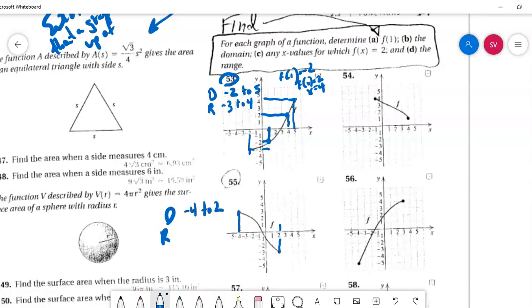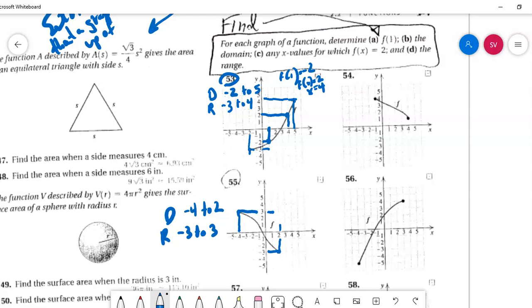So scan from the bottom up. Do I have any starting points? Right here. What is the y value that corresponds to that starting point? -3. Now do I have any ending points? Right here. What is the corresponding y value to this ending point? It's 3.